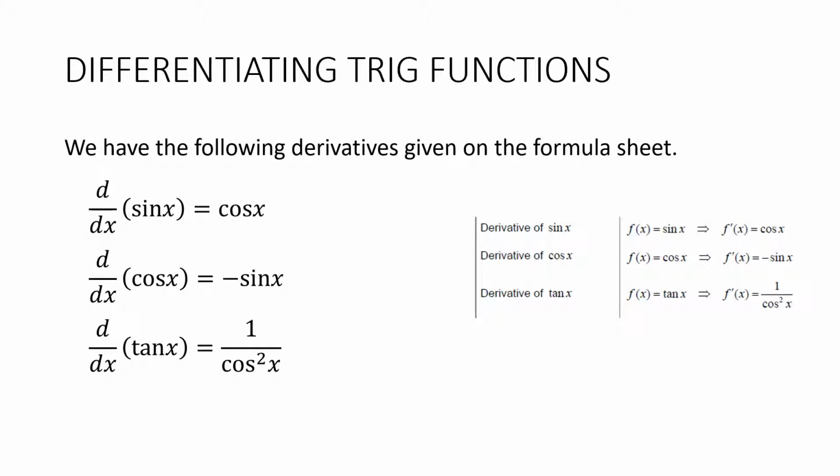So now we're up to differentiating trig functions. You have the following derivatives given for you on the formula sheet. The derivative of sine is cos, the derivative of cos is negative sine, and the derivative of tan is 1 over cos squared x. And we can use chain rule, product rule, and quotient rule with all of these as well.